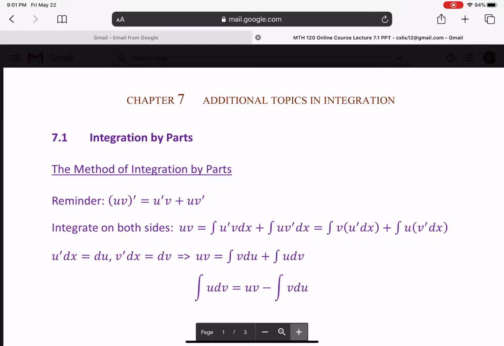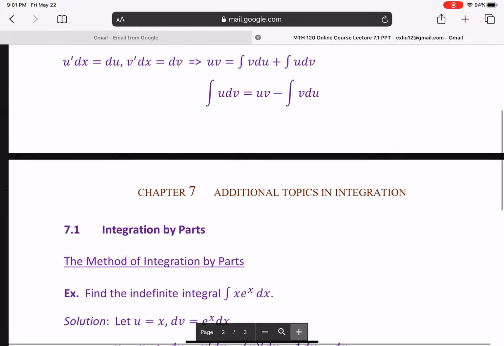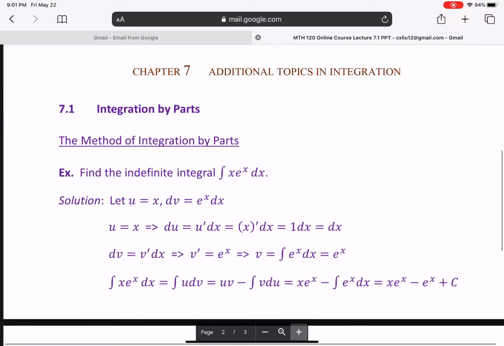So what's the point? The point is the integral of u dv might be hard to integrate. Then you try to carry out another integral, v du, on the right and get the answer. The key here is to identify the u and dv in the original problem, because they are not specified in the problem itself. So let's do some examples.